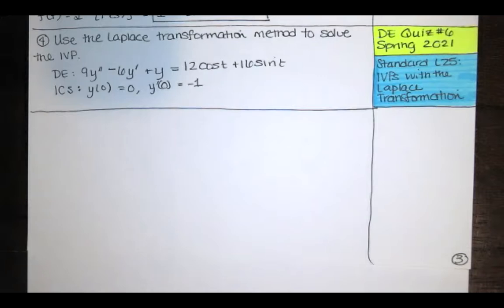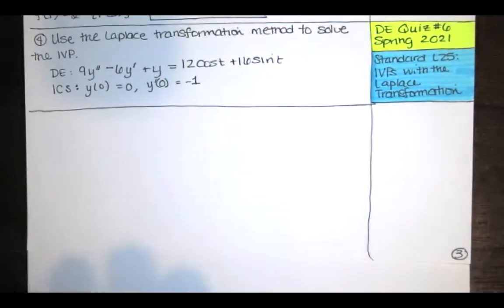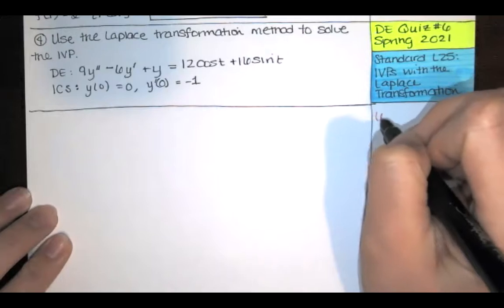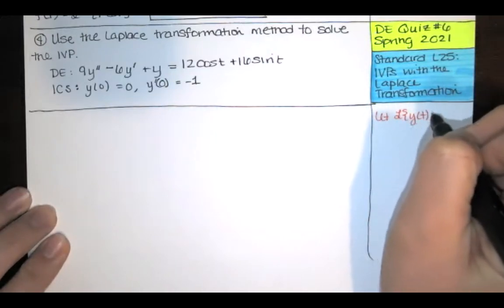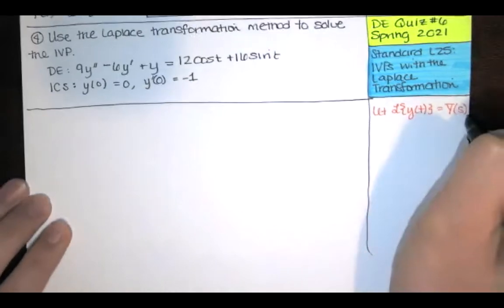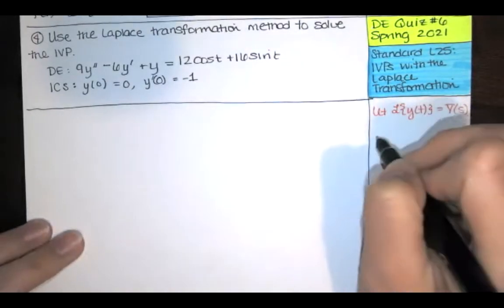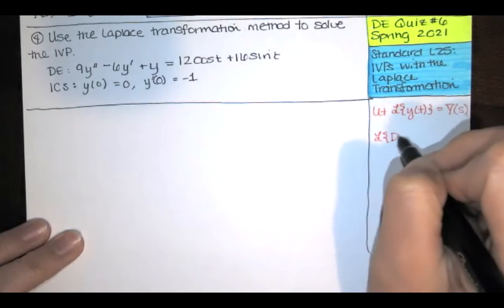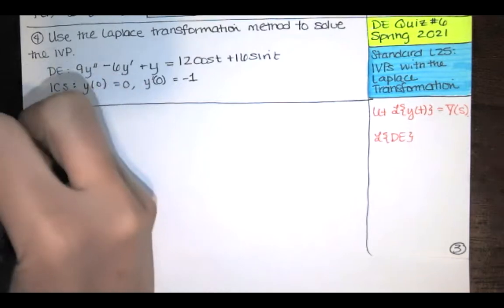So anytime you're solving an IVP with the Laplace transformation, the first thing that we need to do is define our notation. So we're going to let the Laplace transform of y of t be capital Y of s, sometimes I'll call it big Y of s, just so that everybody knows what that notation means. And then after we do that, we take the Laplace transform of the differential equation. So we'll start that way.